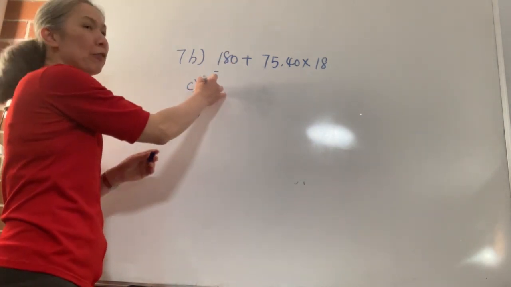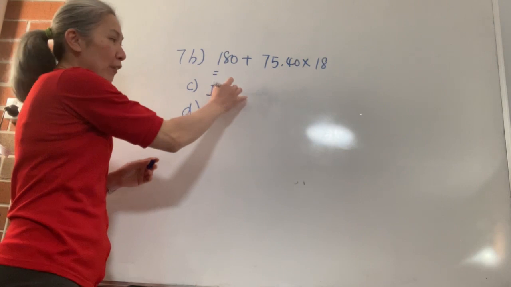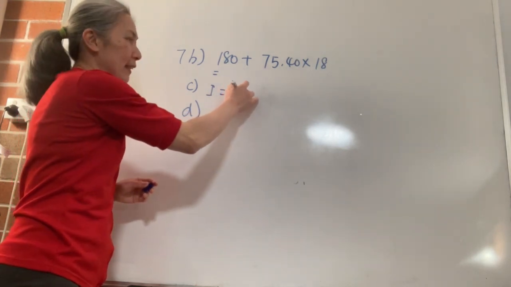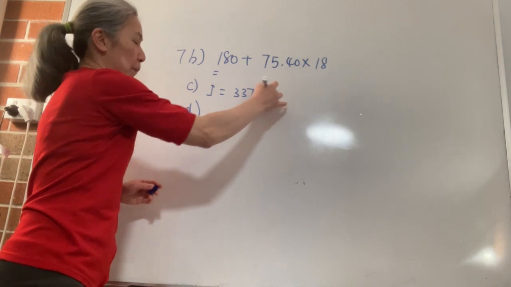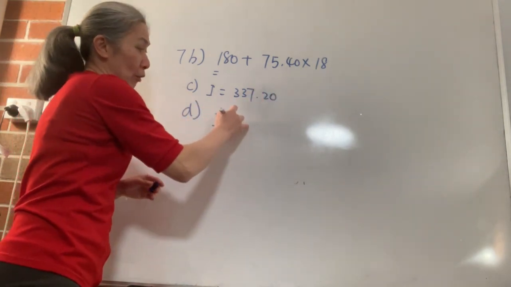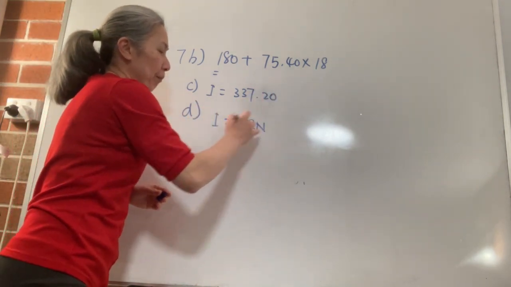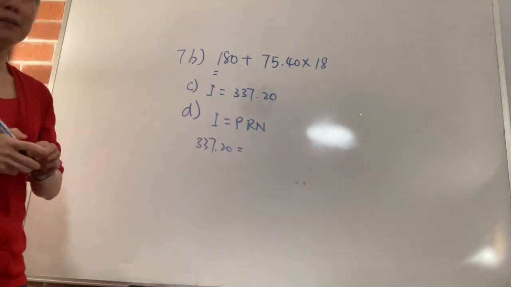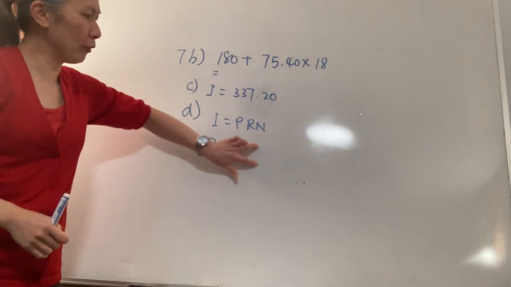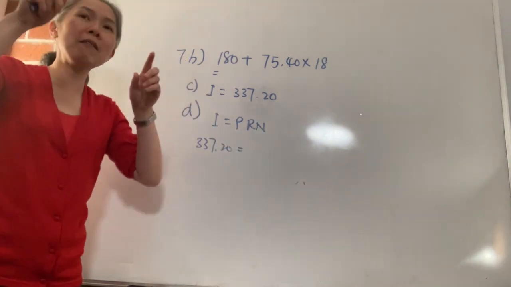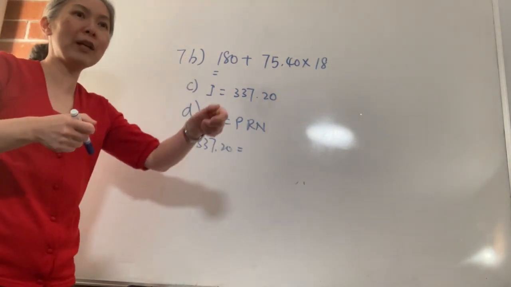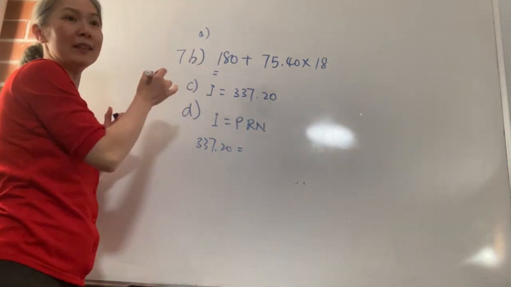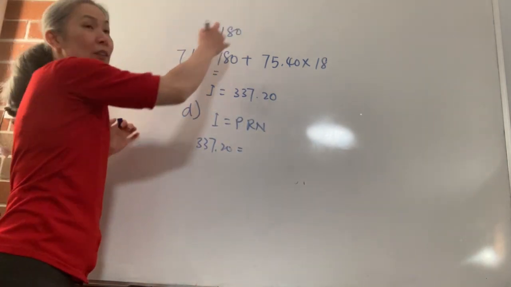Okay, for C, you find out the interest, right? Okay, how much is the C? 337 and 20 cents. So this one is I equal to PRN, that's what you know. And you know that I is 337.20. Principal is really common. Most of the students put in 1,200. Remember the food, when she went and bought, she actually had to pay something. She paid the A, which is $180.